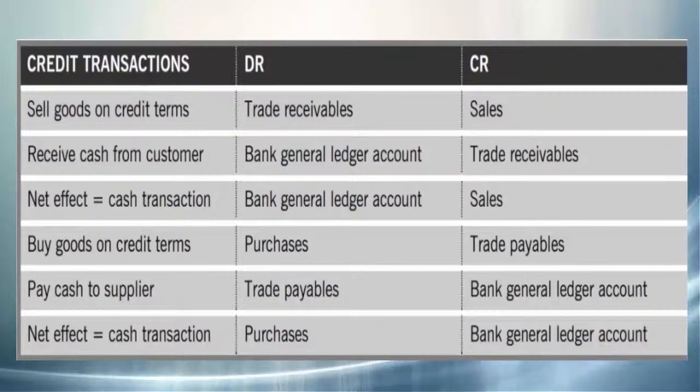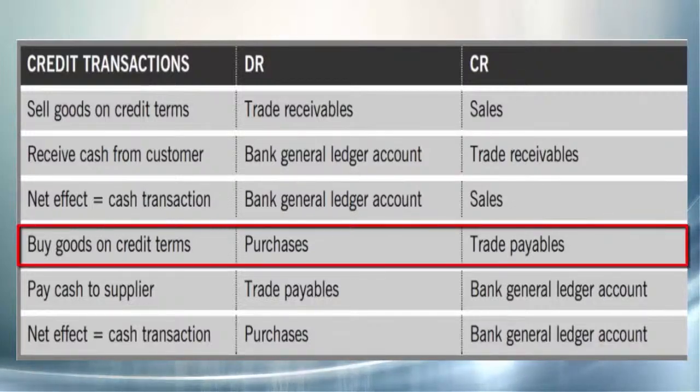Example 3. Buying goods on credit. What happens? When the business buys goods from a supplier on credit, it records the expense in the purchases account. At the same time, the amount owed to the supplier is recorded in the trade payables account. Expenses, purchases, increase, so the purchases account is debited. Liabilities, money owed to the supplier, increase, so the trade payables account is credited. Entry in the ledger accounts. Purchases account, debit $500. Trade payables account, credit $500.